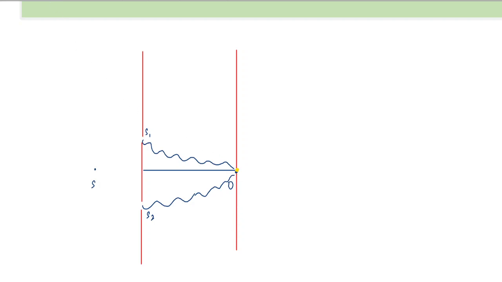For some point P here, this point P could be a bright or dark band. Understand this: the waves from S1 would travel less distance than the waves from S2. So based on the path difference, for example, if S2P minus S1P is equal to n times lambda, where n is equal to 0, 1, 2, etc., then this would give rise to constructive interference.